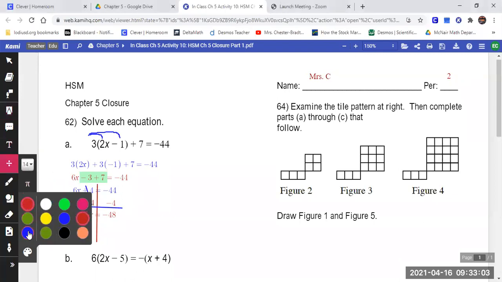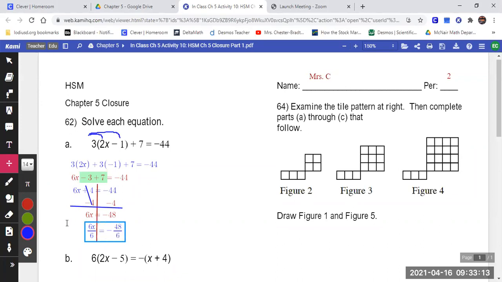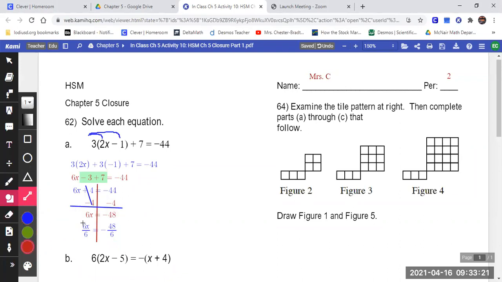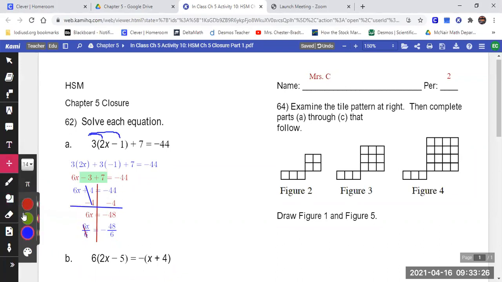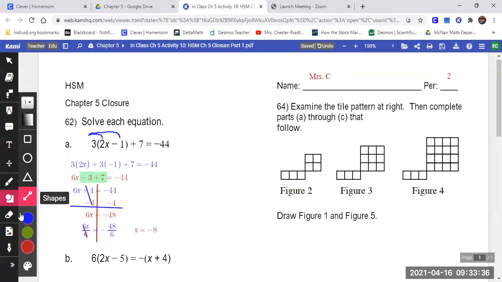All right, so I'm going to divide both sides by the 6. So 6x divided by 6 is going to equal the negative 48 divided by the 6. We know that 6 divided by 6 makes 1, so it's unimportant. It big 1'd out of there. And we are ready for a final answer. What is our final answer to this? X equals negative 8.